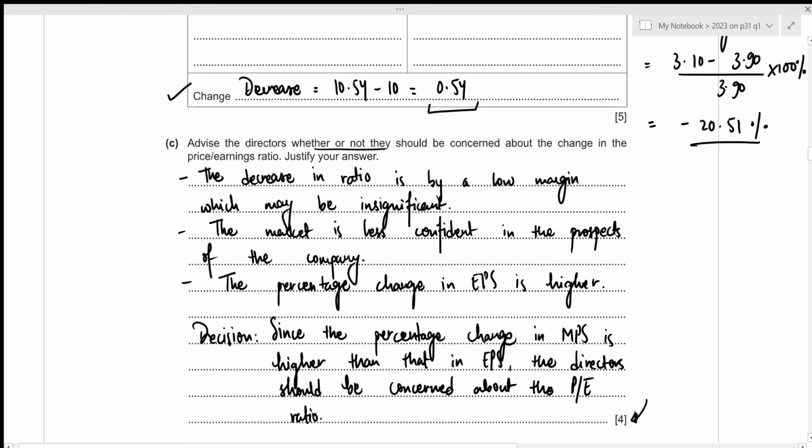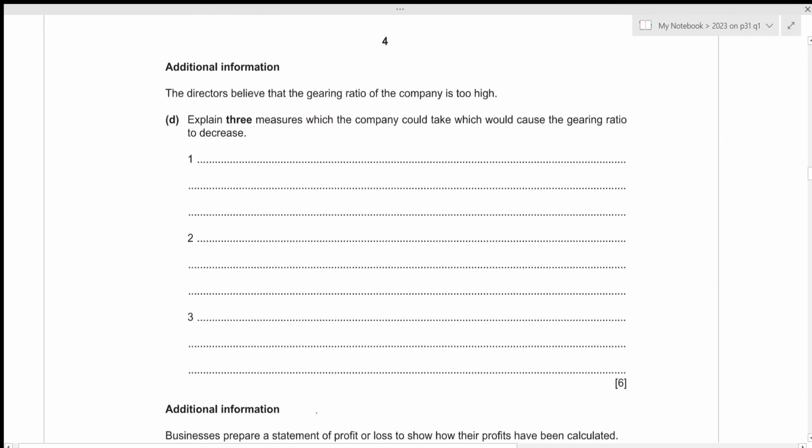Okay, that's all for the third part. Let's move towards the fourth one. The directors believe that the gearing ratio of the company is too high. We now need to explain 3 measures which the company could take which would cause the gearing ratio to decrease.